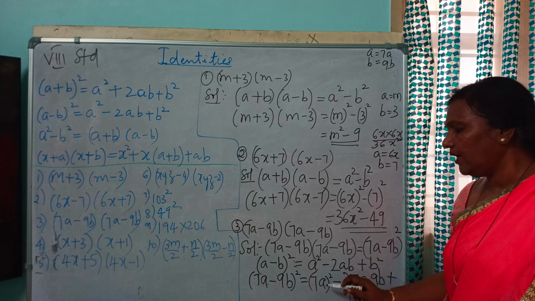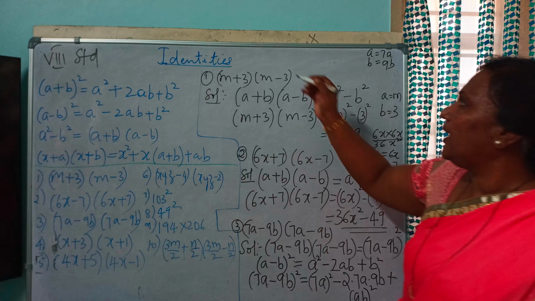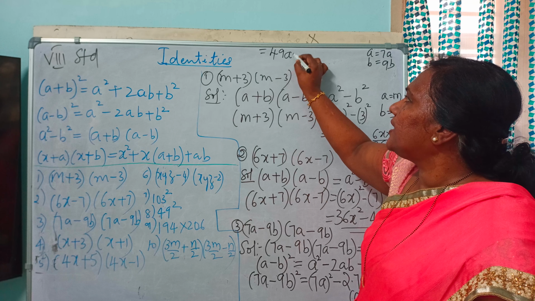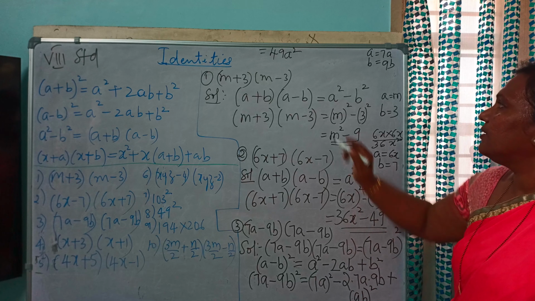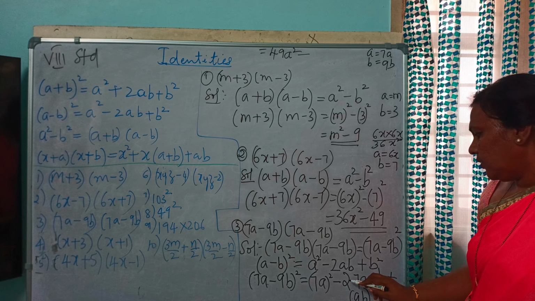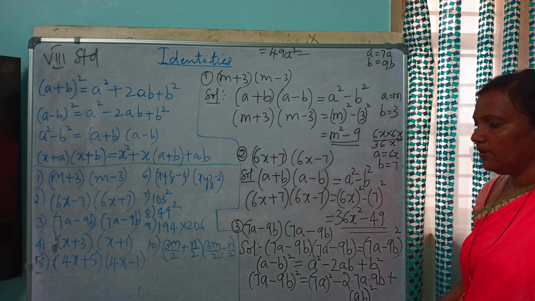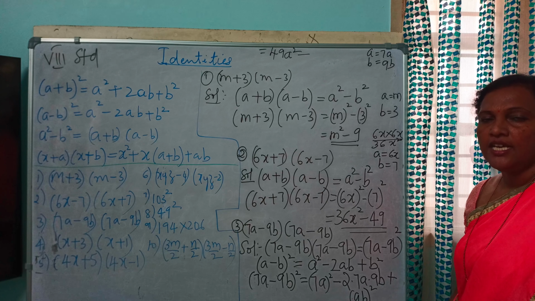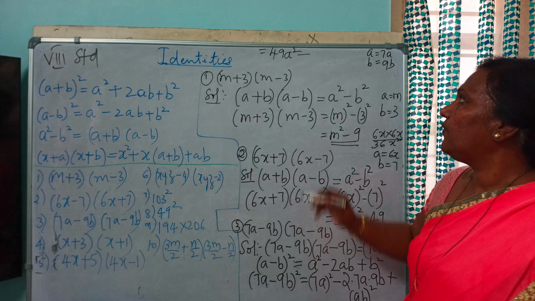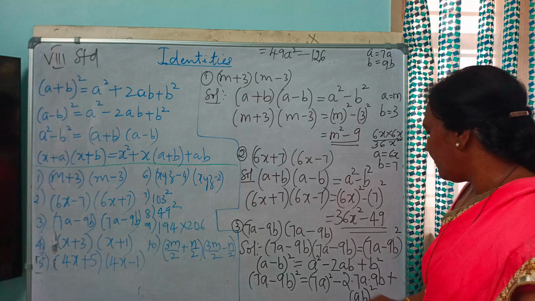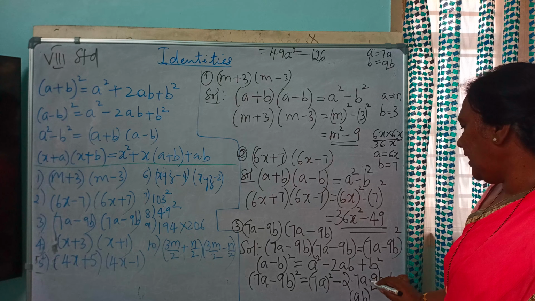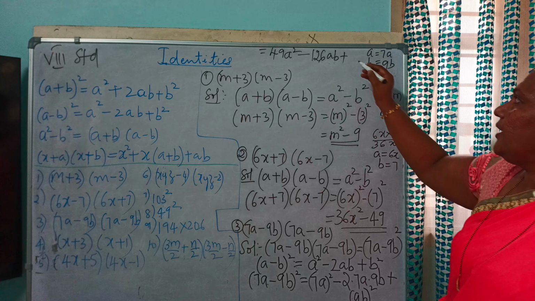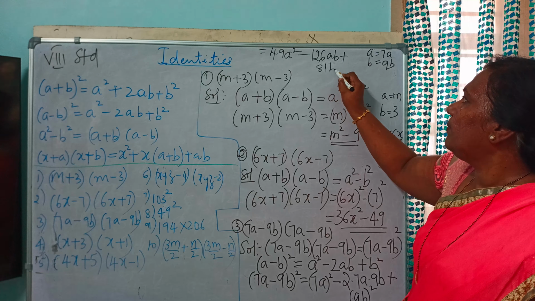Now let me simplify. 7a whole square means 7a into 7a, that is equal to how much? 49a squared minus. 7 twos are 14, 14, or you can multiply like this also. 9 sevens are 63, 63 into 2 means it is 126, 126 ab, plus 9b squared means 9b into 9b, 81b squared. So I just underline the answer.